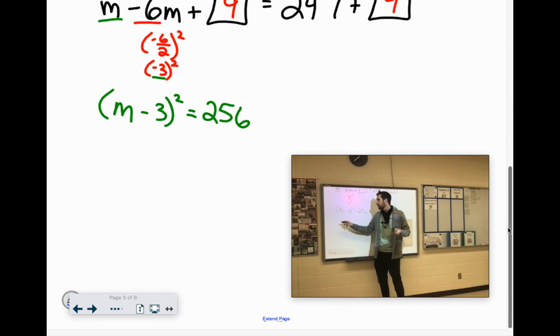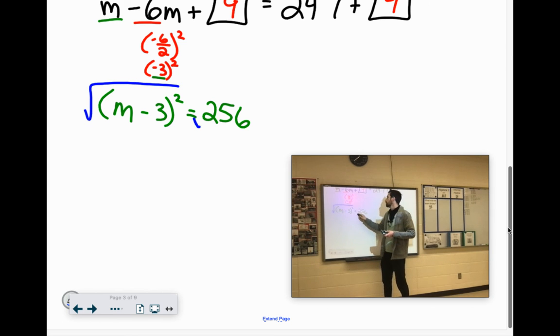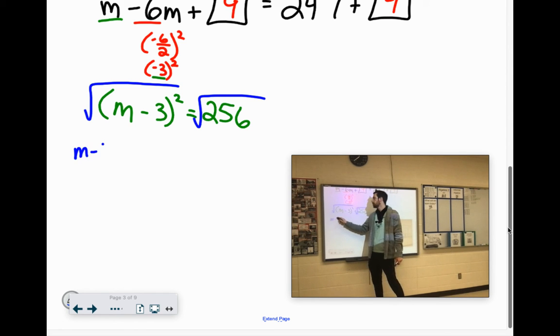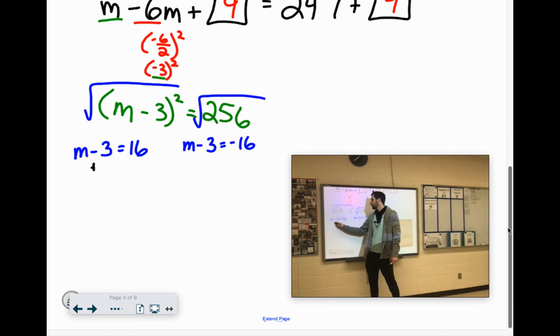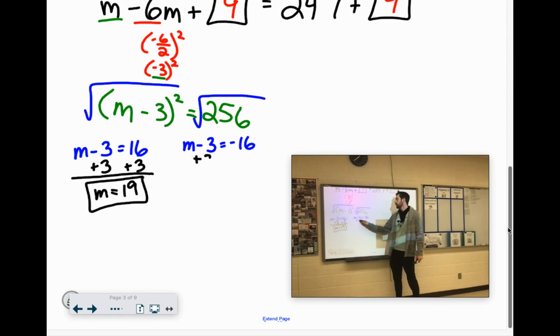So I see it's squared, so we're going to square root. Now the square root of 256 is 16. So we could say m minus 3 equals 16, or m minus 3 could equal negative 16. We'll add the 3 to both sides. 16 plus 3 is 19. Add 3 over here, we get negative 13.